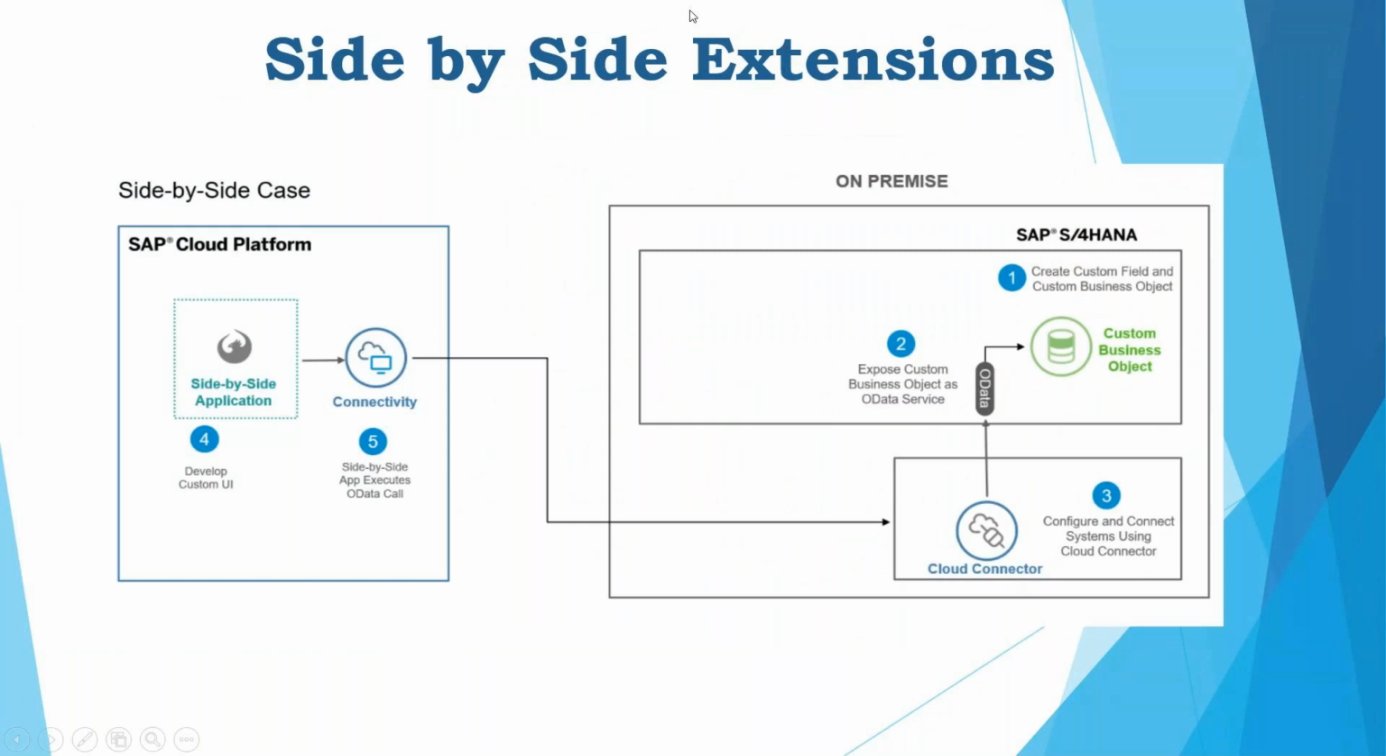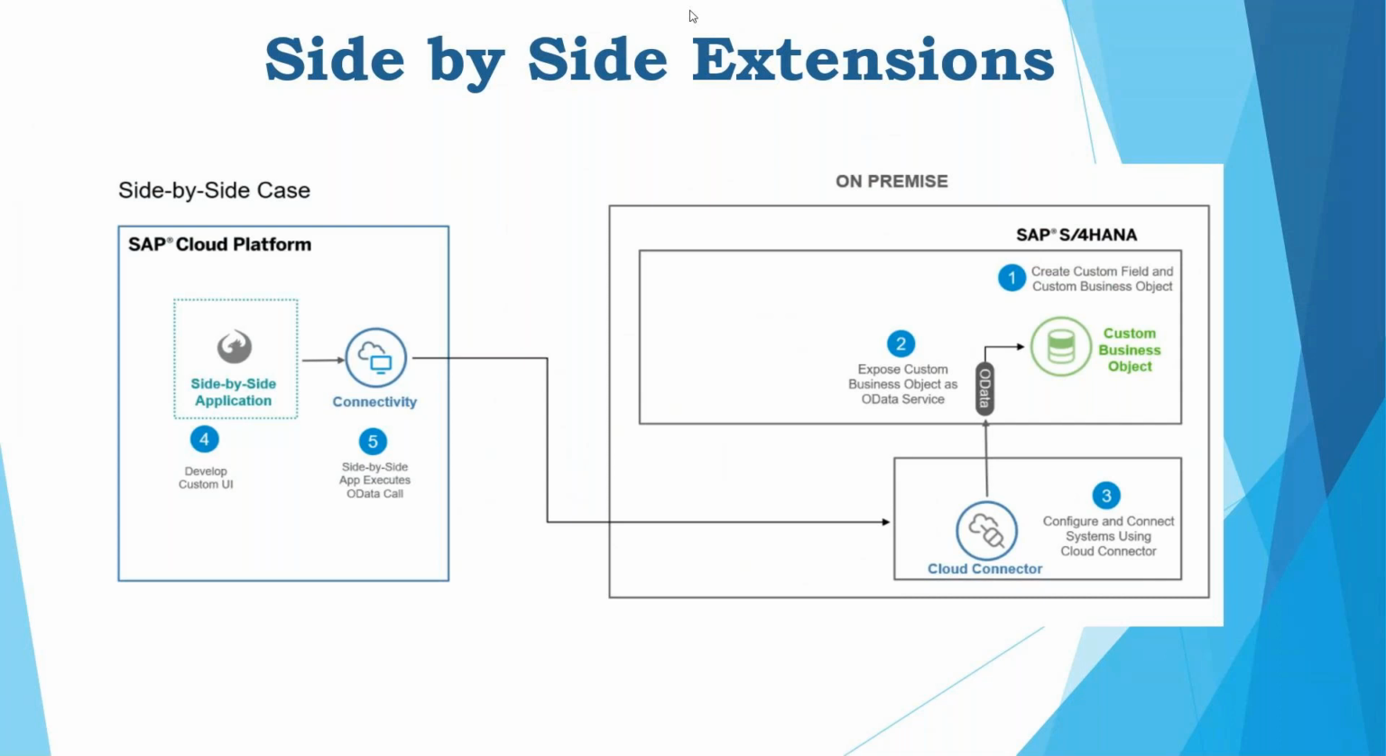Okay, so now what are side-by-side extensions? We discussed S4 HANA in-app extensions. What is side-by-side? Side-by-side extensions is about getting data from one source to another source. When you are in BTP, you want to get the data from the on-premises system, and you are developing a Fiori application in BTP. This is called side-by-side extensions. And if you are getting the data from any third-party APIs, or from the SAP API Hub, and developing a Fiori application in BTP, this is also called side-by-side extensions.